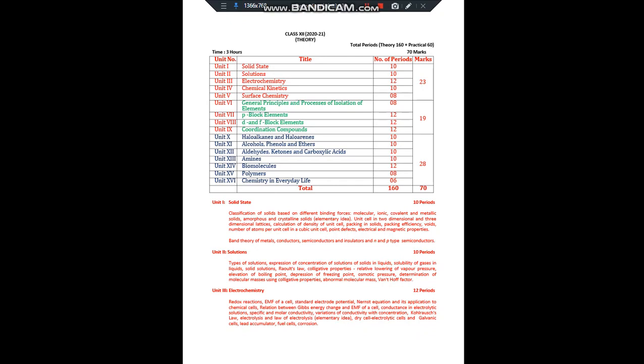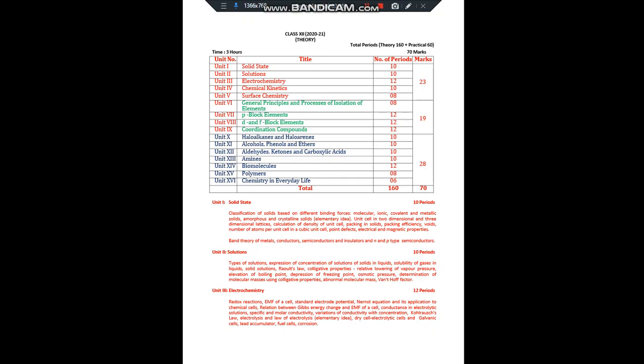P block elements: in 11th standard we have studied group 13 and 14, and this year we have groups 15, 16, 17 and 18, and coordination compounds. So these 4 chapters lie under inorganic chemistry, carrying near about 19 marks. You can see these first 9 chapters belong to part 1.